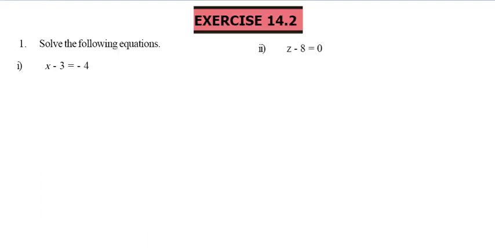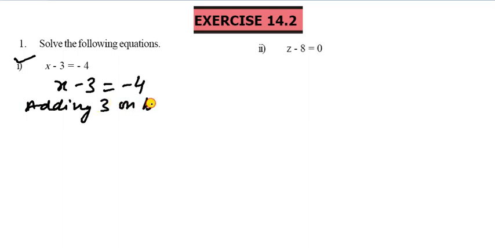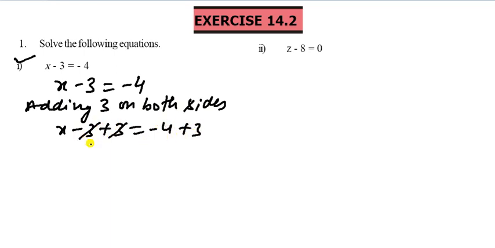So let us see the exercise 14.2, and the first question: solve the following equation. That is x minus 3 equal to minus 4. Now adding 3 on both sides. What will happen? x minus 3 plus 3 equal to minus 4 plus 3. 3 will be cancelled out. So x will be equal to minus 4 plus 3, that becomes only minus 1. So that is your answer.